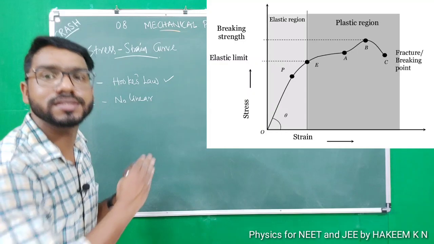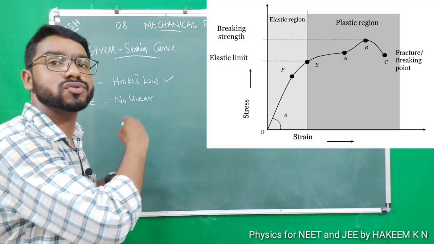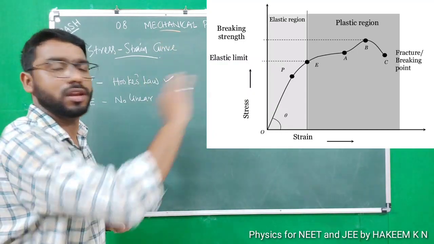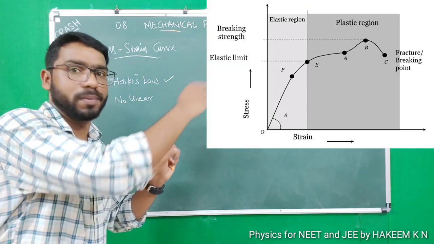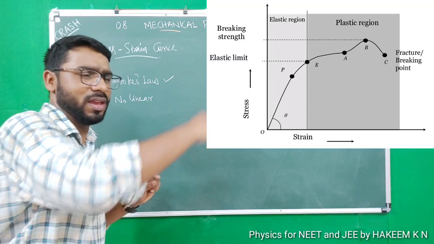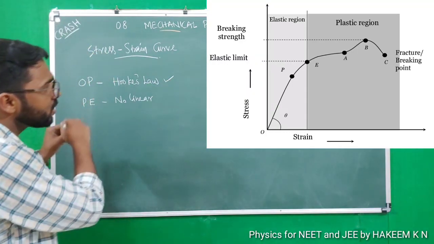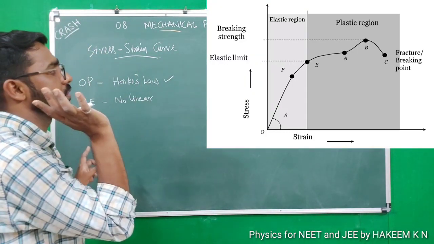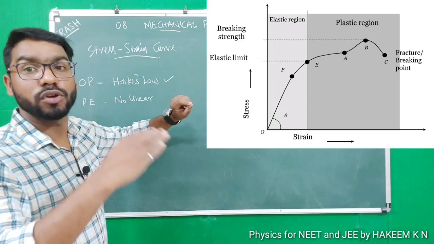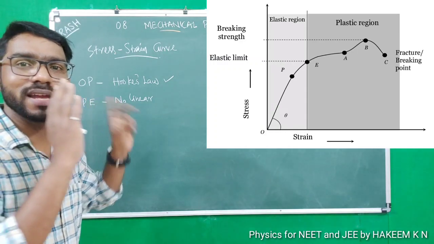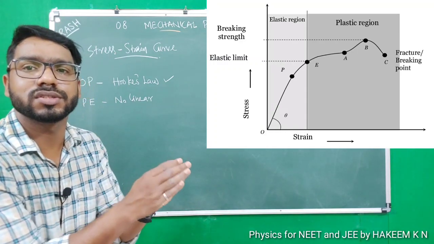When the stress increases greater than the elastic limit, the shape of the graph will be different for different materials in the plastic region. EA, BC, you can see there. EA, BC indicates the plastic region. C is the fracture point or breaking point. That means at that point the body will start to break.